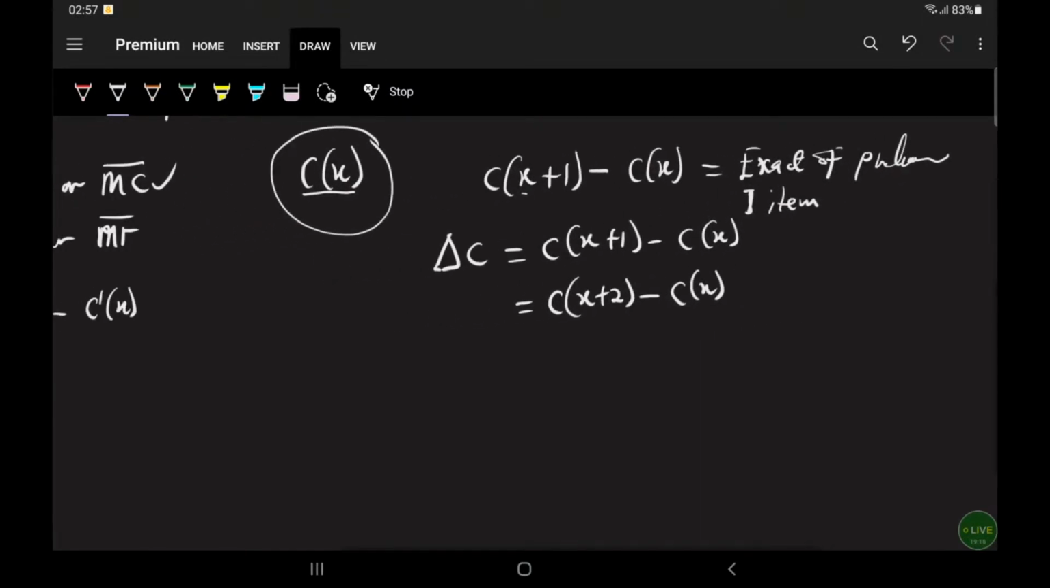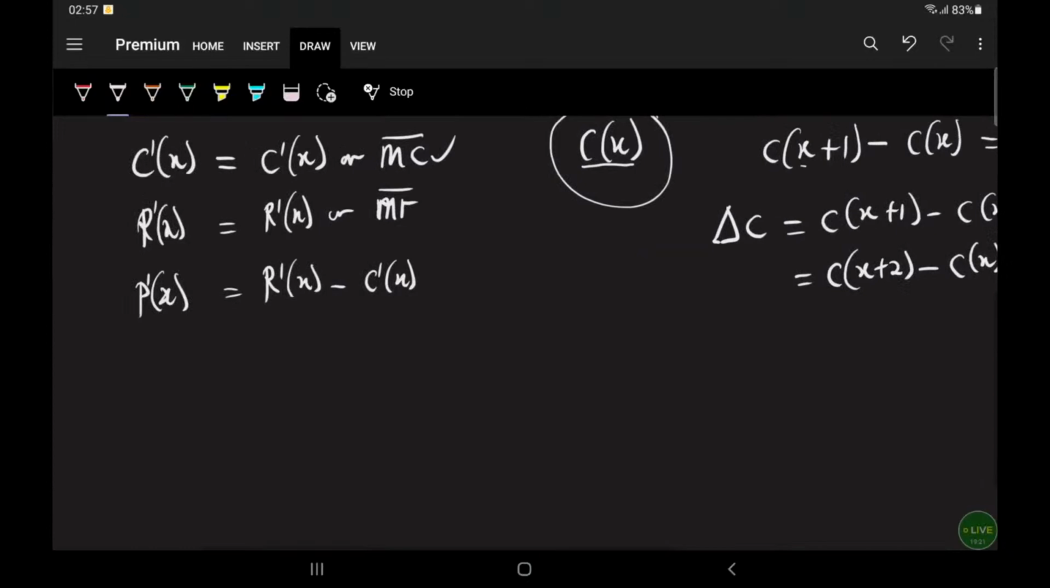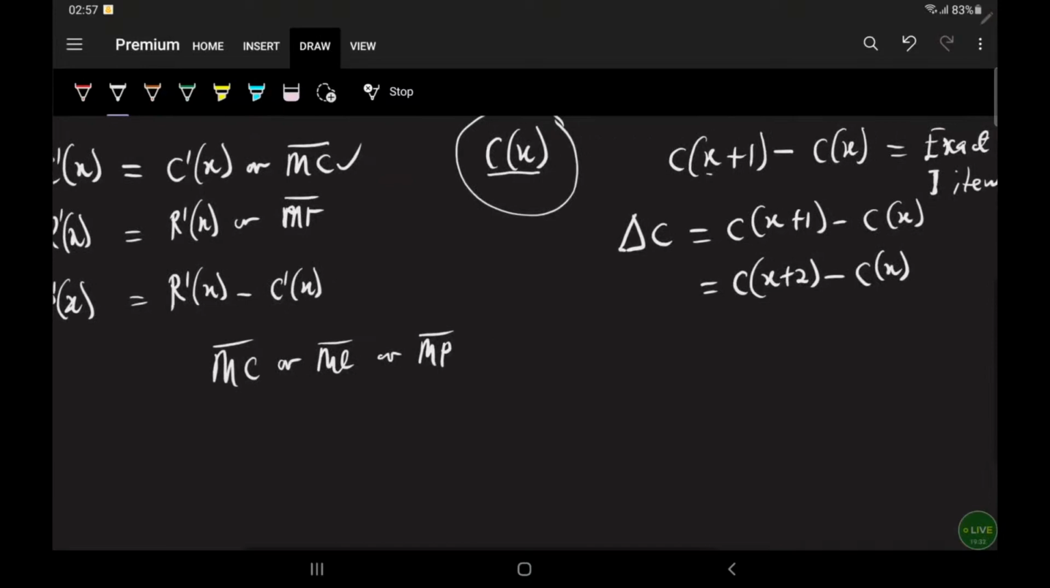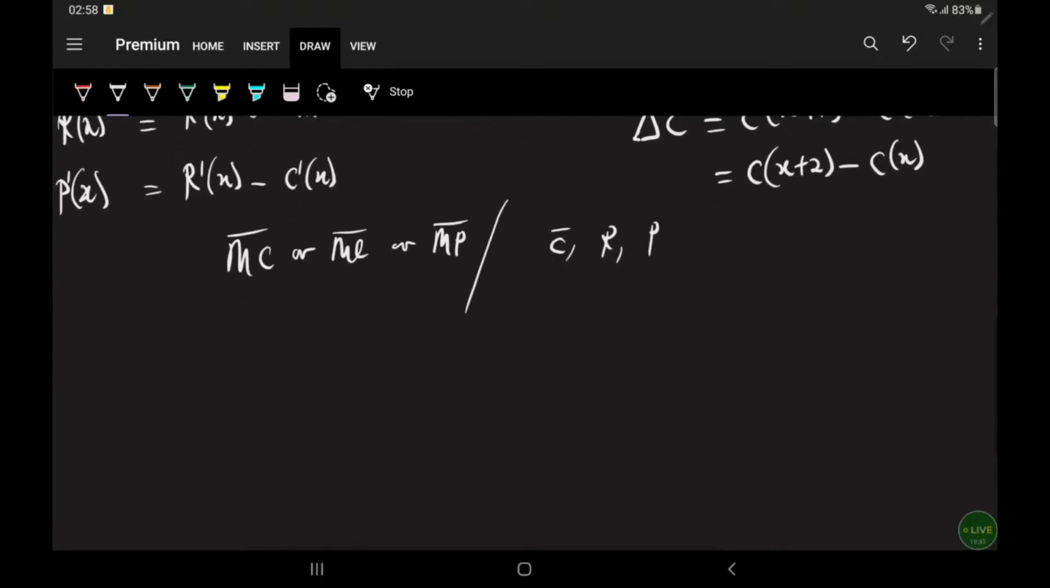So in summary, let me clarify something so that you understand the whole issue we are discussing. When you are asked to find the marginal cost, or marginal revenue, or marginal profit, or when you are also asked to find the exact cost, or revenue, or profit, it is actually so simple that you can go through it in summary.